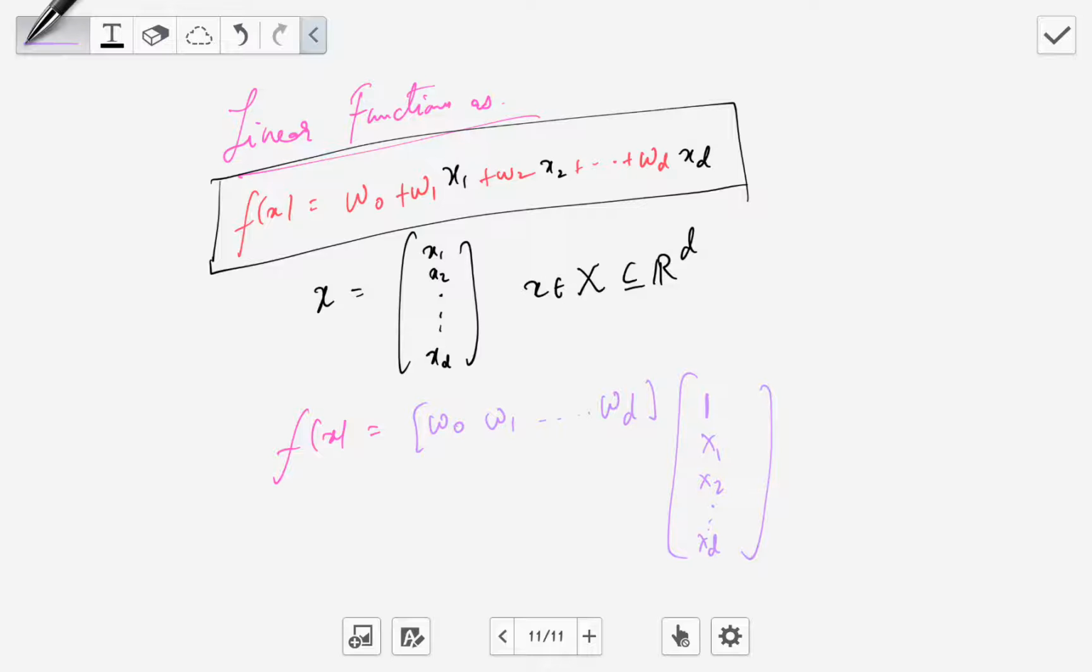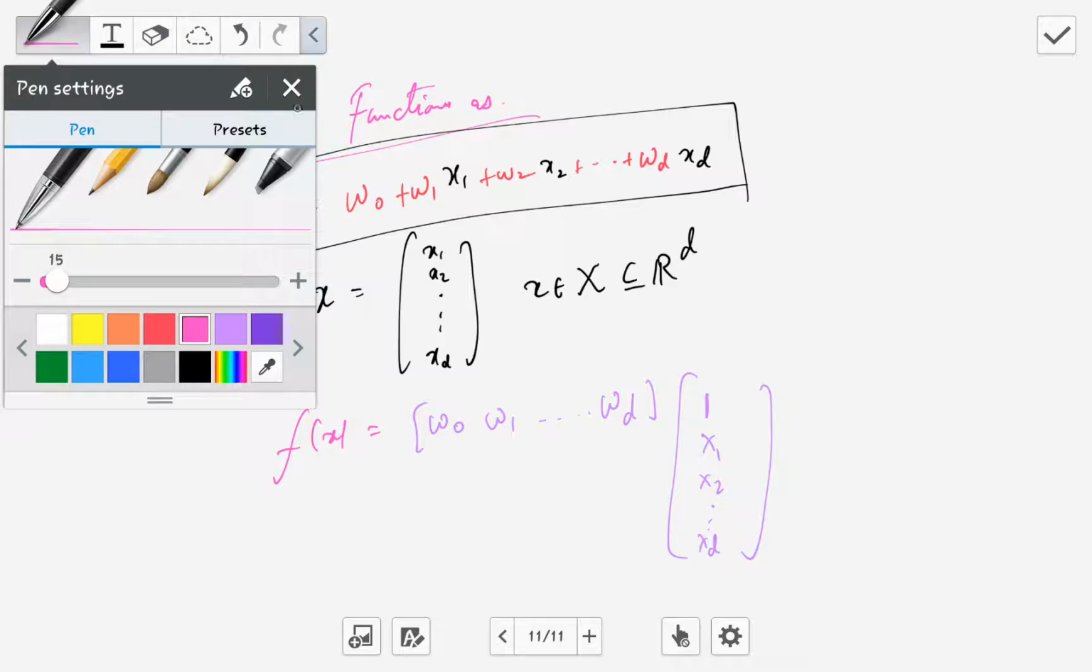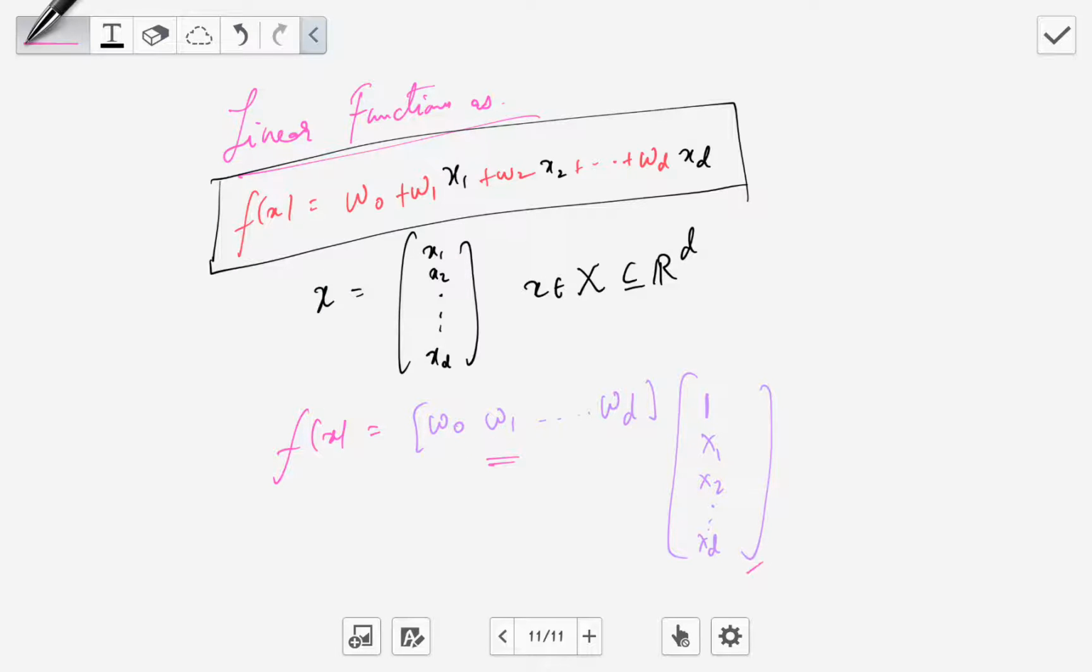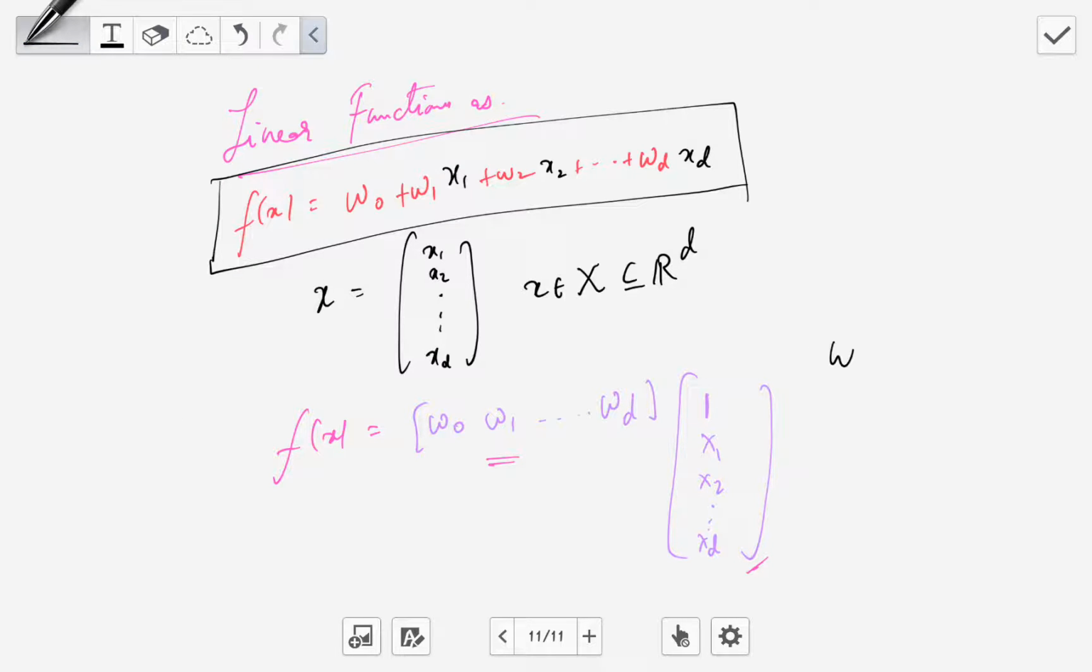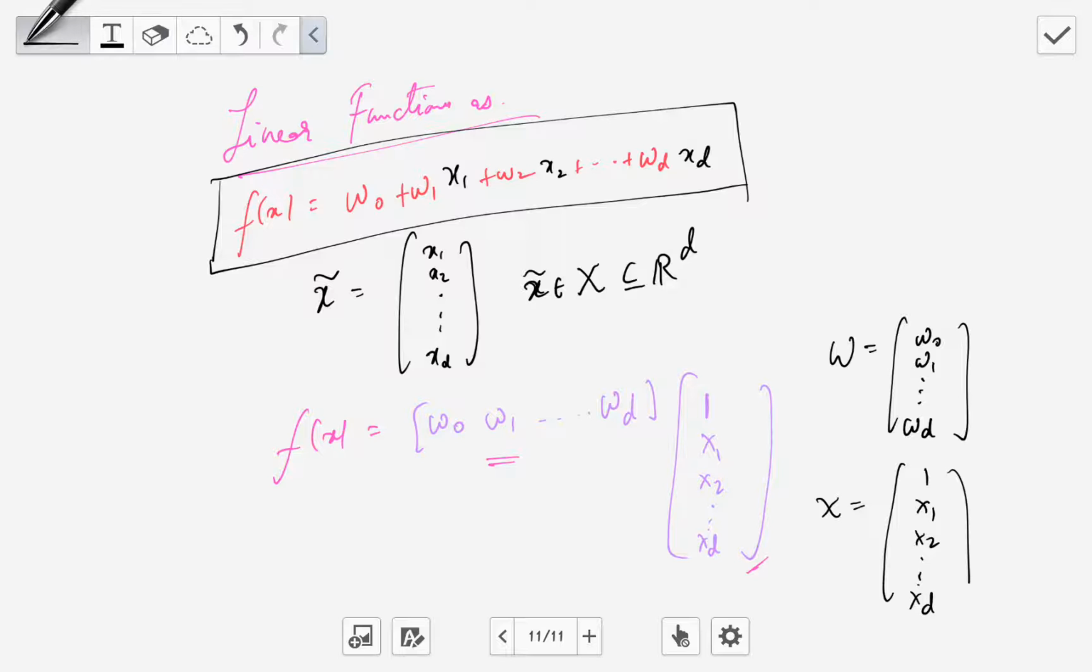Now tell me, to which space do these two belong to? This and this vector. R d plus 1. Yes, exactly. So say w is equal to w0, w1, so on up to wd, and similarly x, now let us say this was x tilde, let us from now call this as x, the new one. So this was x tilde, let us call this as x. So x is equal to 1, x1, x2, so on up to xd. Fine. And this w and x belong to R d plus 1 space.